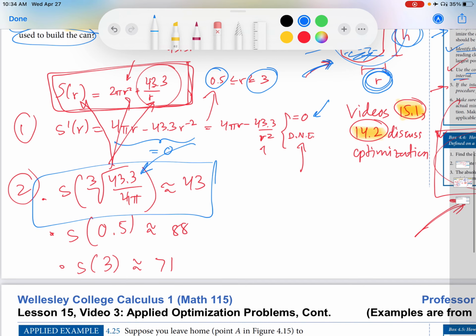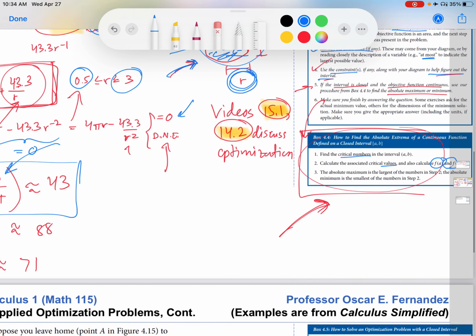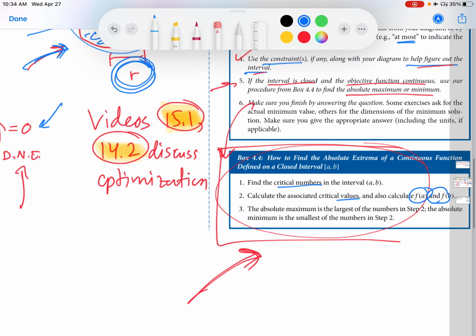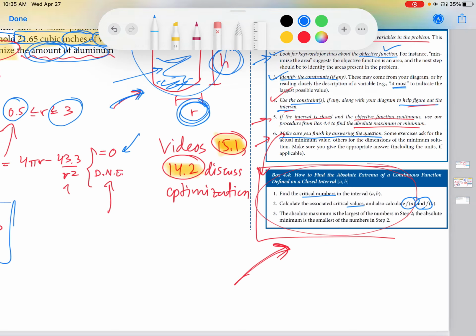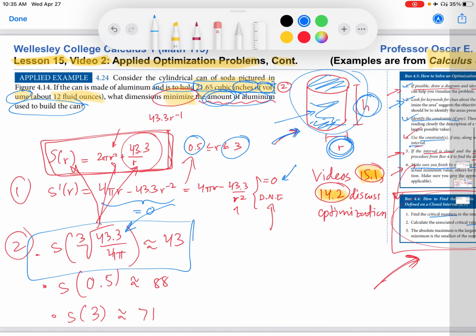The last part in our procedure: we have found the absolute minimum, but I put this step number 6 here because it's important. Make sure you finish by answering the question. Okay, so in other words, what was actually asked? Did we have to find the absolute minimum? Not really. Look at the question. It says, what dimensions minimize the amount of aluminum used to build the can? So we're asked for the dimensions. This is kind of what the manufacturer would want to know.